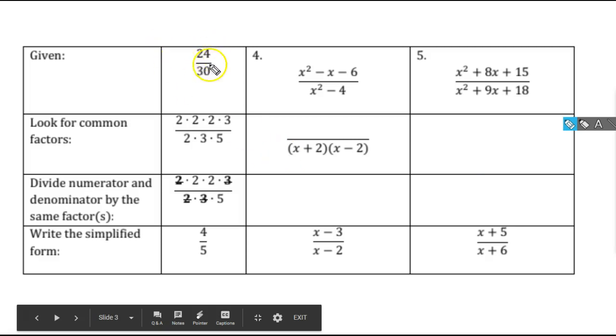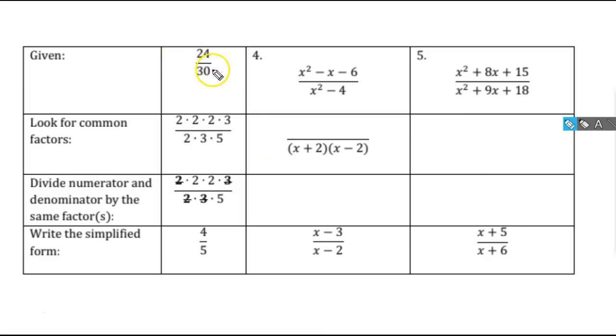If you think about reducing the fraction 24/30ths, the first job is to look for common factors. 24 is 8 times 3, and 8 is 4 times 2, and 4 is 2 times 2. So you get 2 times 2 times 2 times 3. And 30, when broken down into its prime factors, is 2 times 3 times 5.